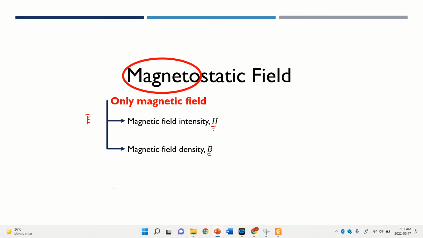Throughout this magnetostatic field, you will always need to determine H or B. If you know your H, you can determine your B. If you know your B, you can determine your H.